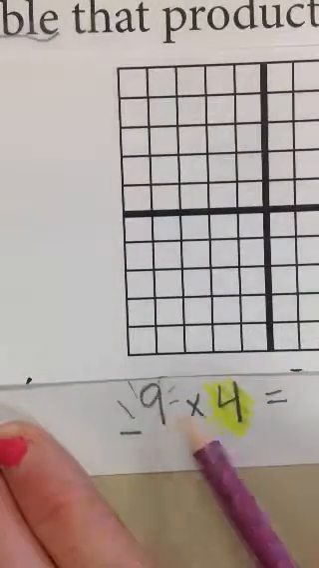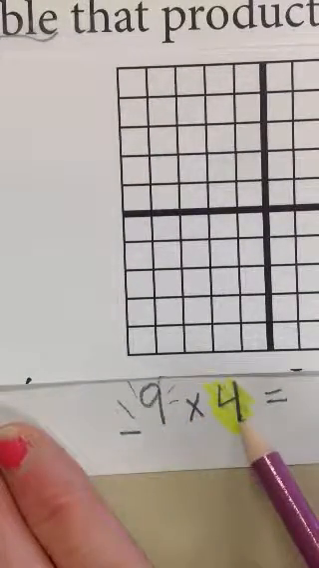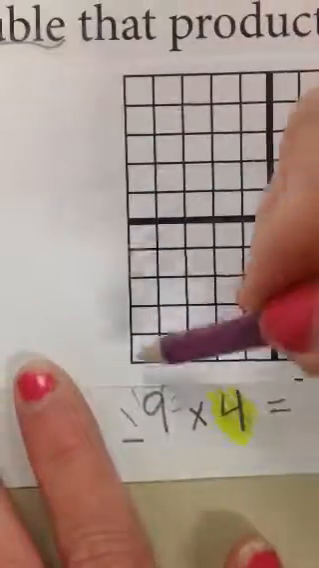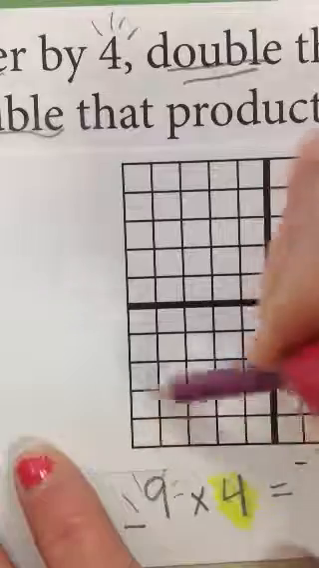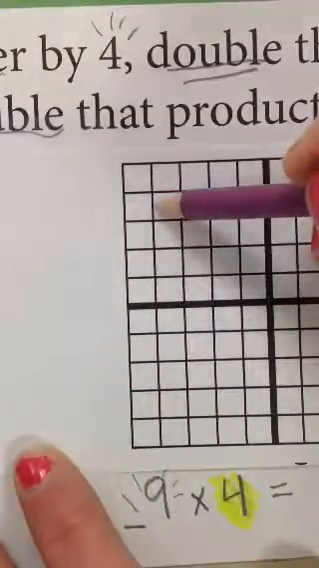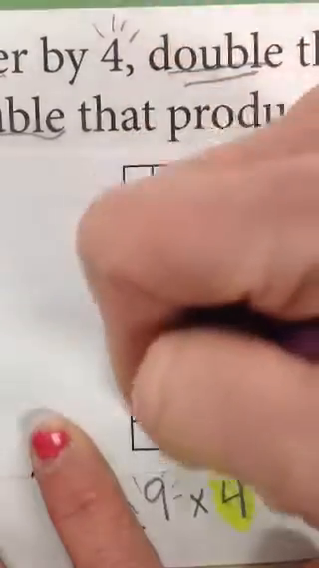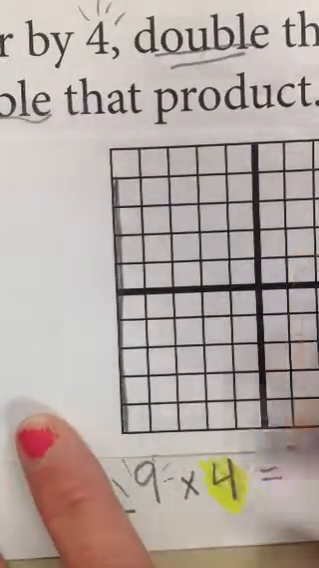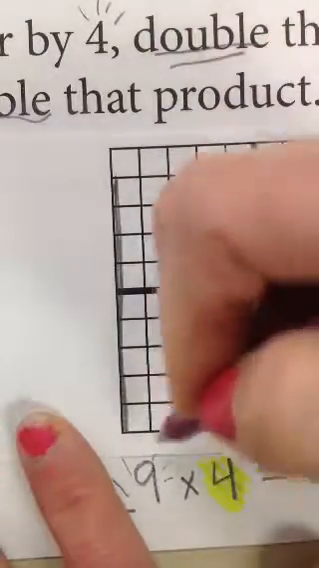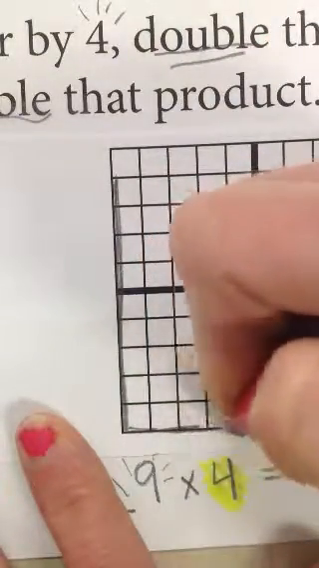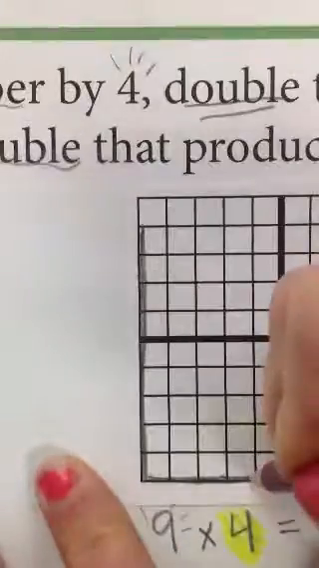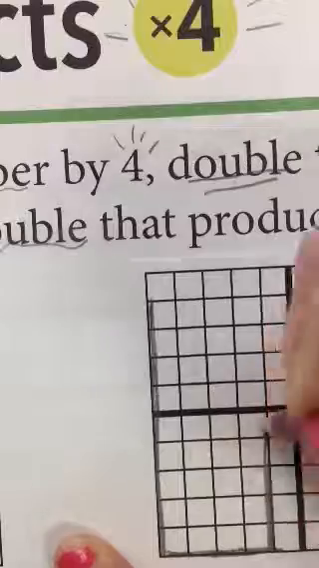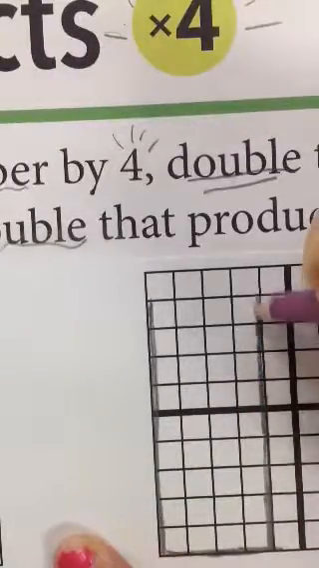So here I have 9 groups of 4. Or I have 9 rows. So I'm going to go 9 rows. I have 1, 2, 3, 4, 5, 6, 7, 8, 9. So it goes up to here. I'm going to outline it, you guys. Instead of shading in anything yet, I'm just going to outline. So I have 9 rows by 4 columns. 1, 2, 3, 4. Okay, so I'm outlining what the 9 times 4 array looks like, and then I'll start shading.